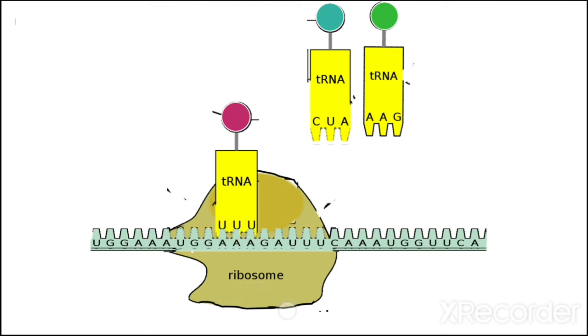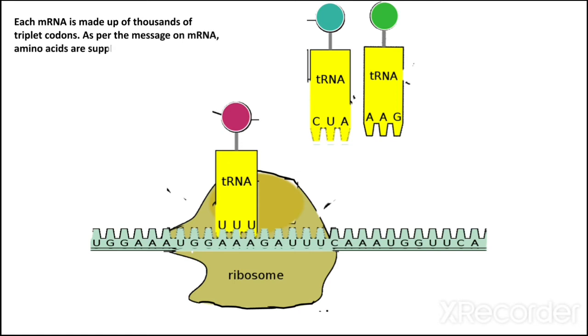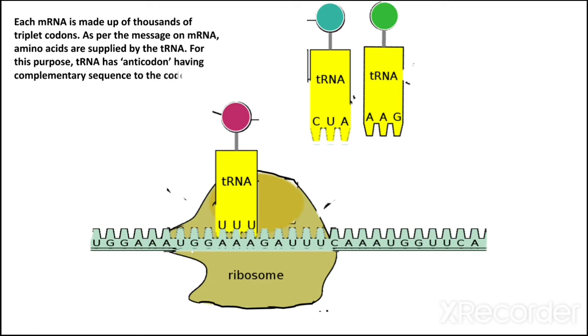So in this process, each mRNA is made up of thousands of triplet codons. As per the message on the mRNA, amino acids are supplied by tRNA. For this purpose, tRNA has an anticodon, having a sequence complementary to the codes on the mRNA. This process is known as the translation process.